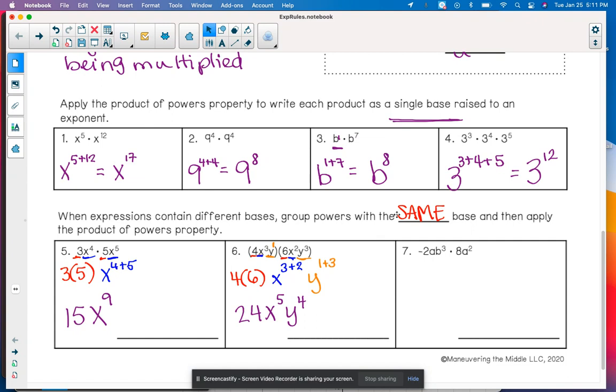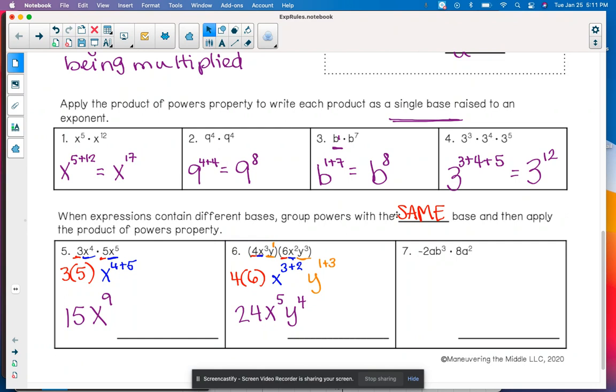So I'm going to give you a few seconds to practice number 7 on your own. In the event that I do create this into a Pear Deck, you'll type in your answer below.